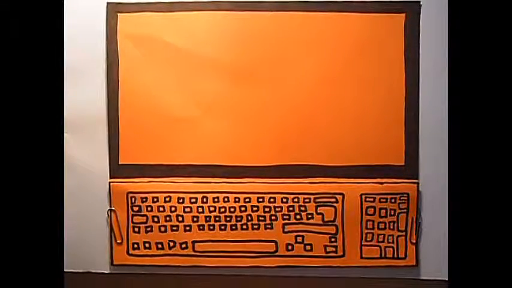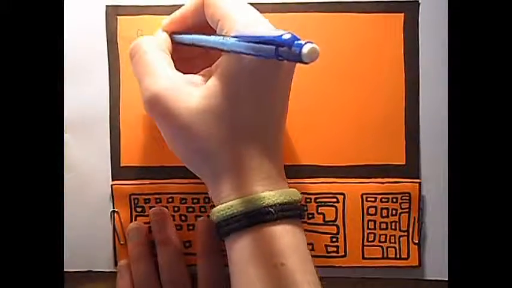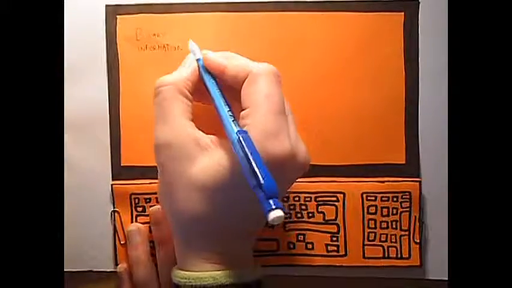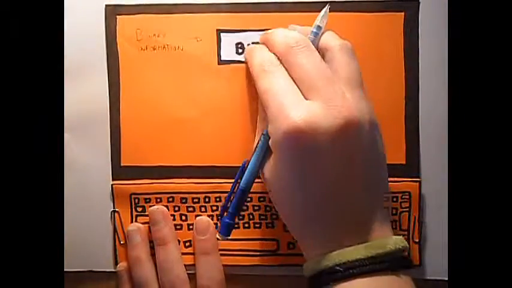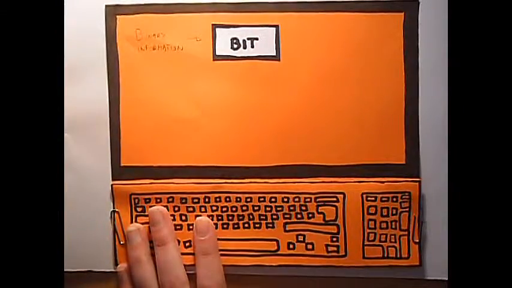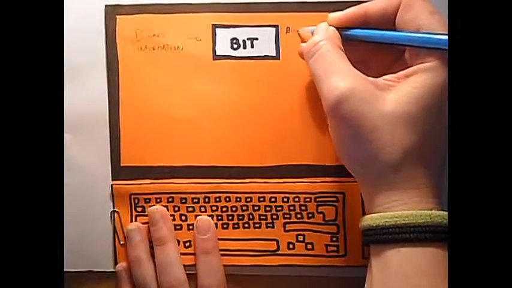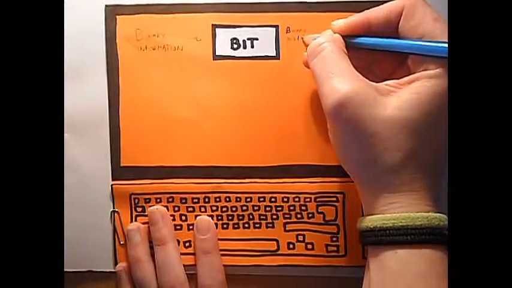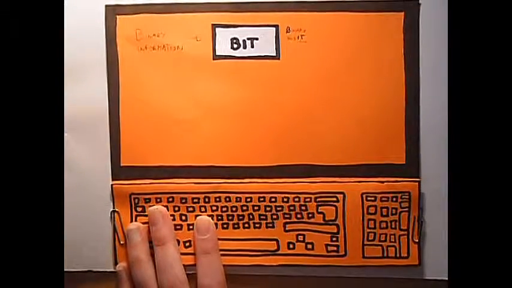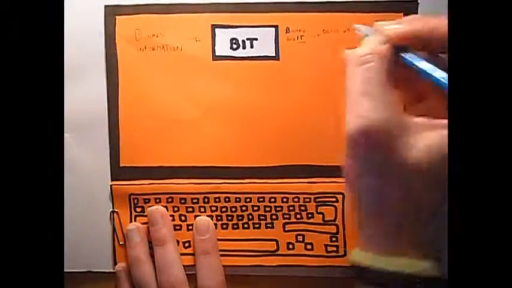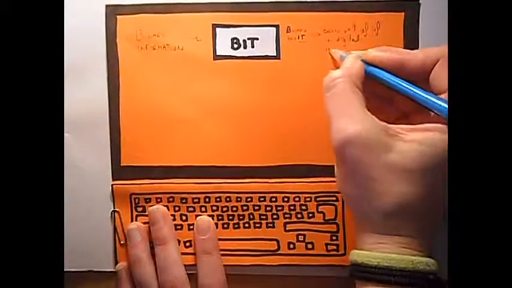So, this is my computer. It only understands binary information. What's that? So, it's based on the bit. The word bit is the contraction of binary digit, and it's the basic unit of information in digital communication.